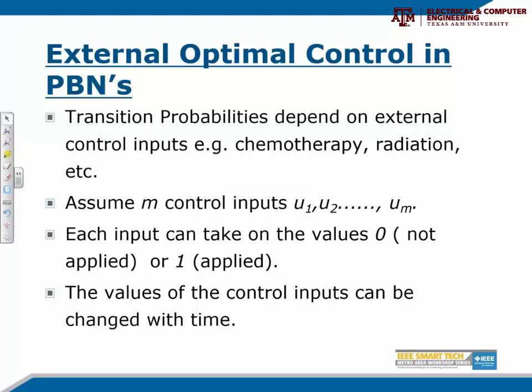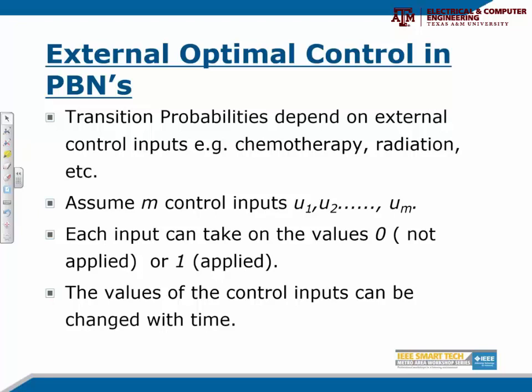So next we move on to external optimal control in PBNs. In this course I have done more than that, okay? I talked about intervening with a single gene, right? Then we talked about altering the steady state distribution, right? And I also discussed this, okay? So this is like a repetition, but there's some extra stuff also in this talk, right?